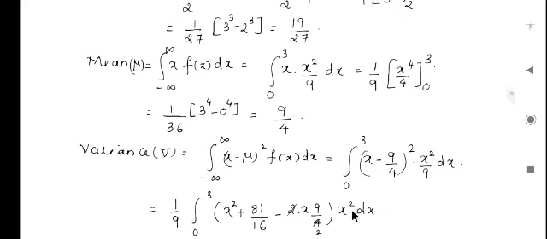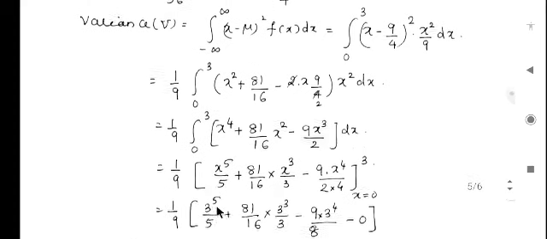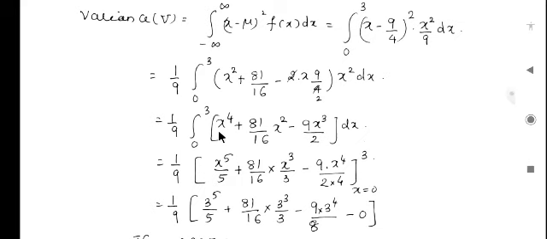Then we are keeping this x square as it is. 1 by 9 is outside. Now take this x square to each of the terms, then integrate it. Integration of x raised to 4 is x raised to 5 by 5, then x square is x cube by 3, x raised to 3 is x raised to 4 by 4.